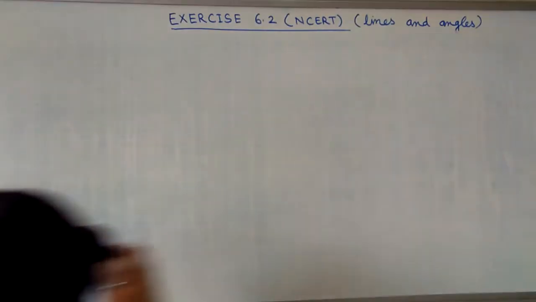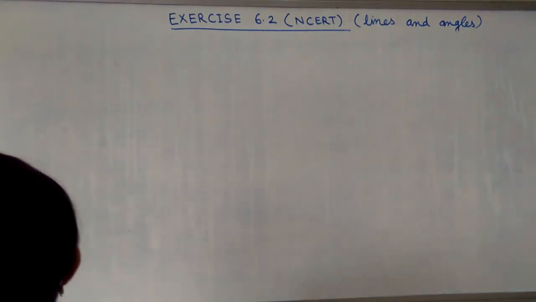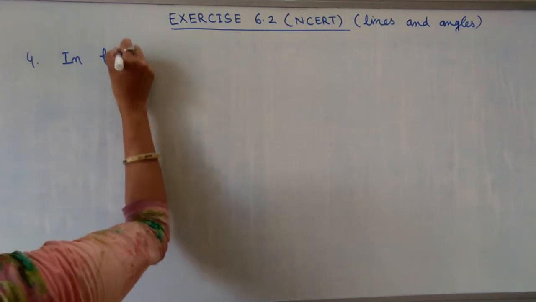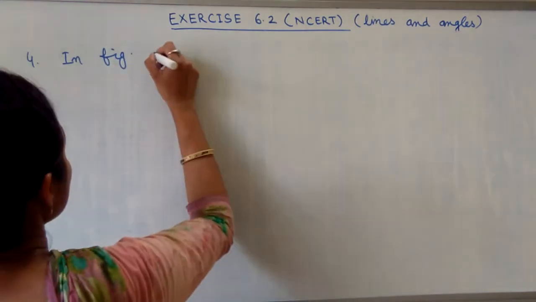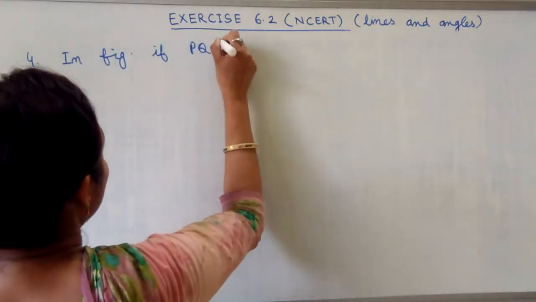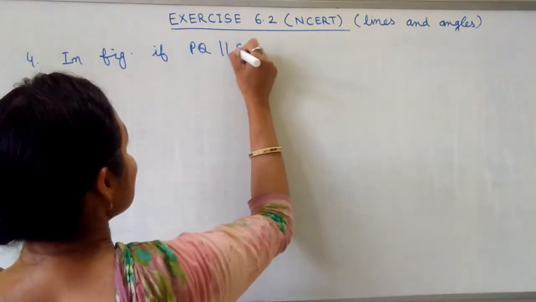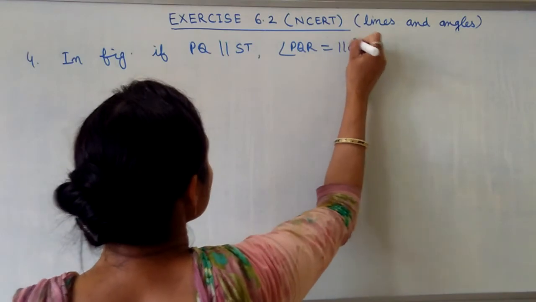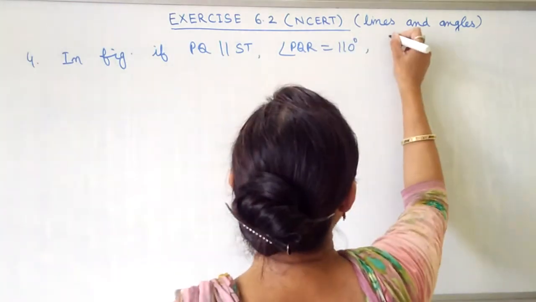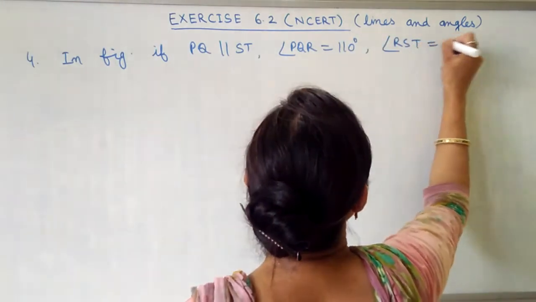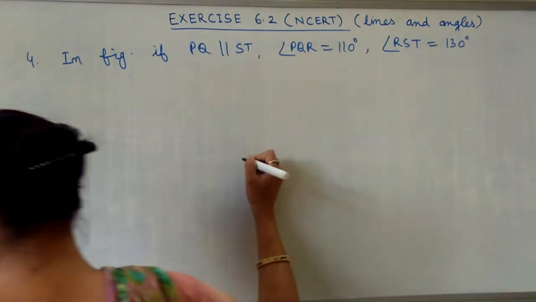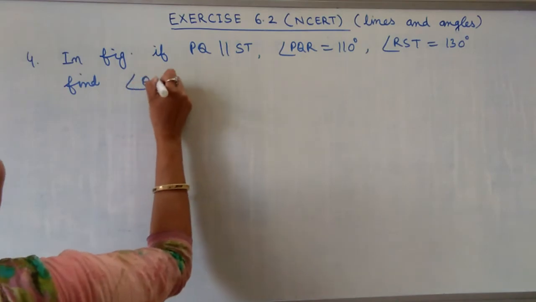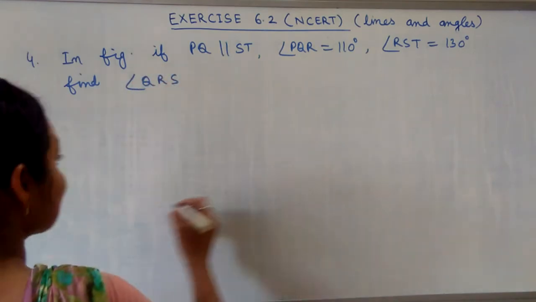So I will take the statement. Fourth is, in the figure, if PQ is parallel to ST, angle PQR is equal to 110 degrees, angle RST is equal to 130 degrees. Find angle QRS. You have to find the angle QRS.